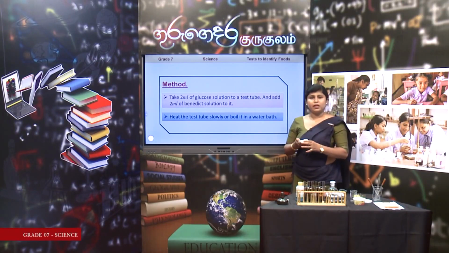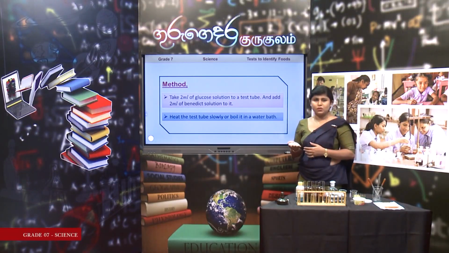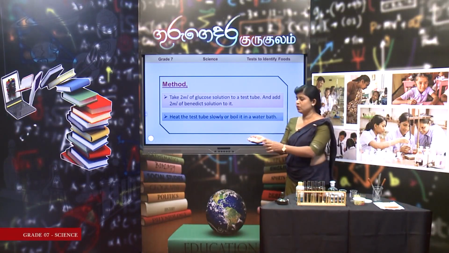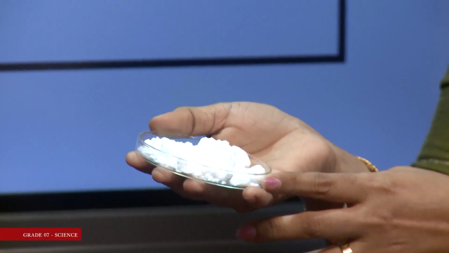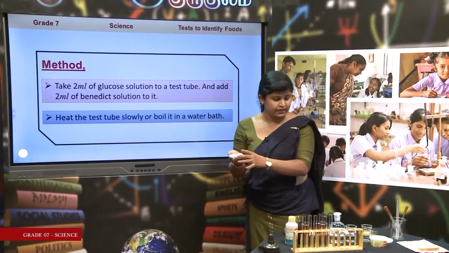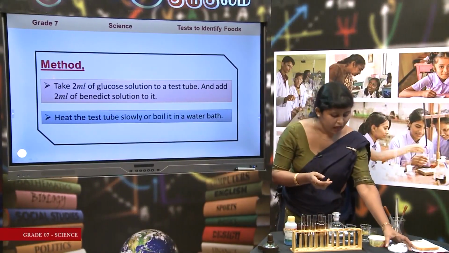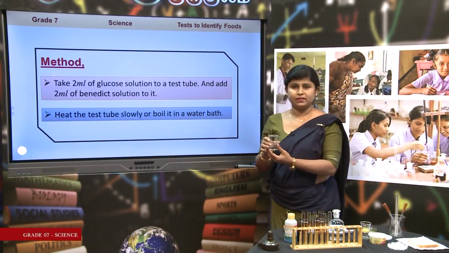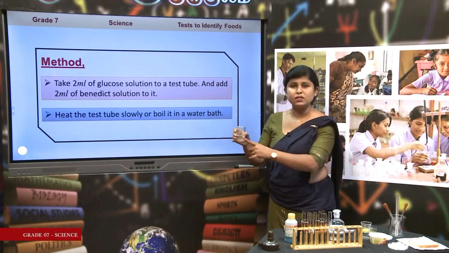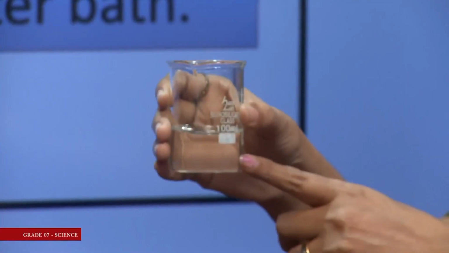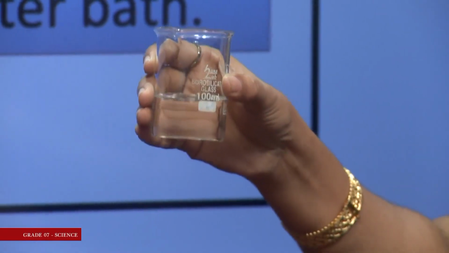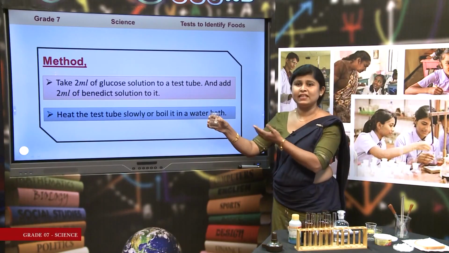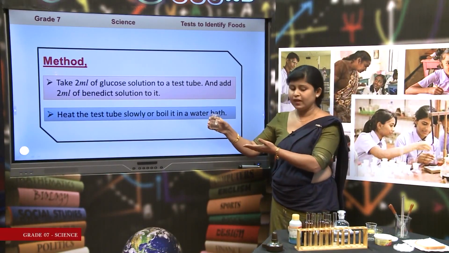Firstly, I am going to explain how I prepared the glucose solution. Here is glucose powder. Right. Then I have well dissolved glucose powder in water. Now, this is a glucose solution. Now, you see it is a colorless solution. What is the color of the solution? Yes, it is colorless, right?